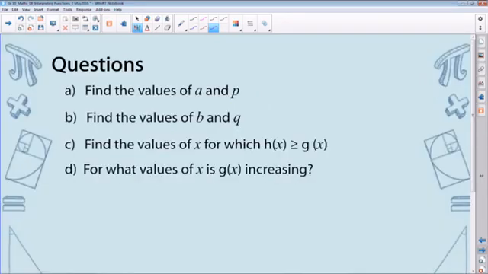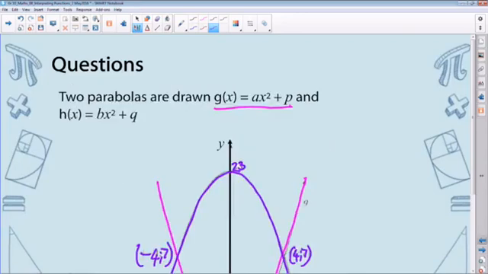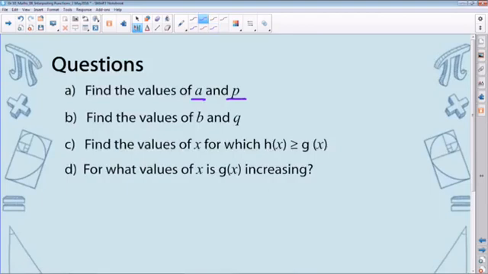So, the question says find the values of a and p. Now those were in the equation of g of x. Then we need to find the values of b and q, and those were in h of x. So h of x, and the top one was g of x. Then we need to find the values of x for which h of x is more than g of x.